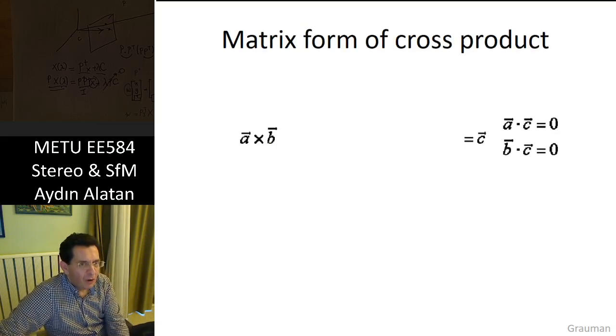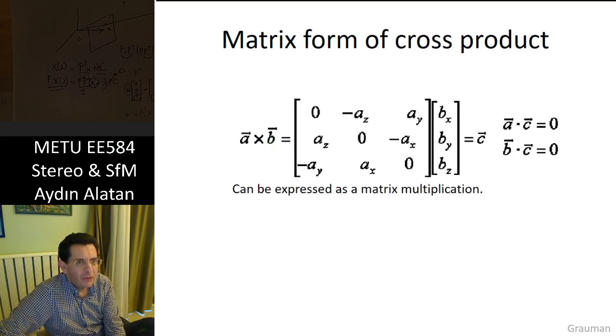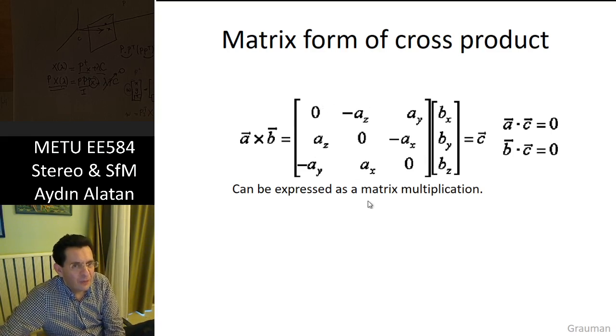Remember we did before the matrix form of the cross product. In this skew symmetric matrix, the diagonals are equal to 0. Therefore, A cross B, you write the entries of A, X, Y, Z like this, in the form of a 3 by 3 matrix, and B is stored like that.